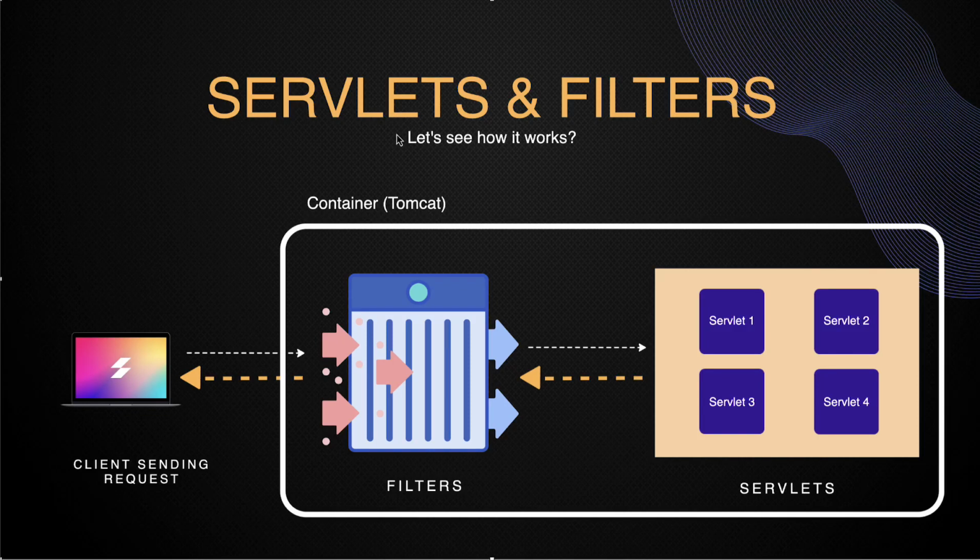Welcome back. In this lecture, we are going to see how the applications work and how the flow goes. Normally, whenever any request comes to the container, maybe at any server or Tomcat server, it does not go directly to the server. Before reaching the actual servlet or actual controller, it has to go through multiple filter chains.